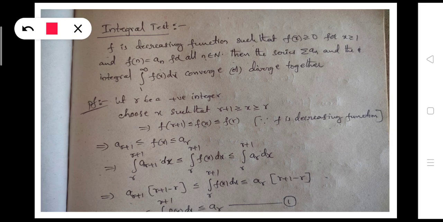Here the integral test is there. What is the integral test? Here the statement is: f is a decreasing function such that f of x is greater than or equal to 0 for x greater than or equal to 1, and f of n is equal to an for all n belongs to capital N. Then the series sigma an and the integral 1 to infinity f of x dx converge or diverge together.